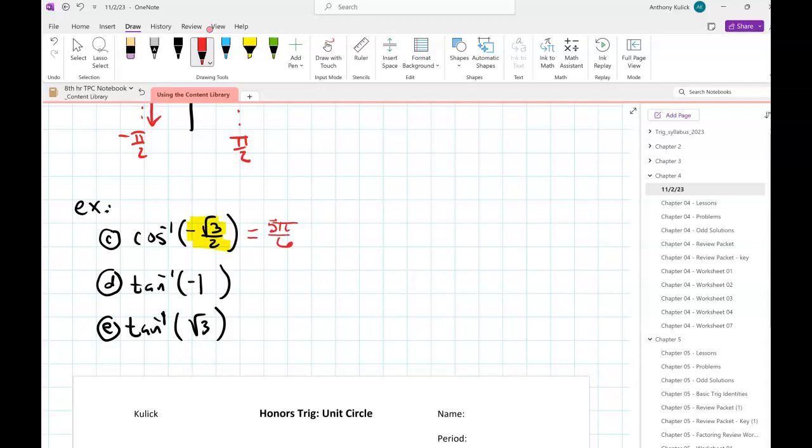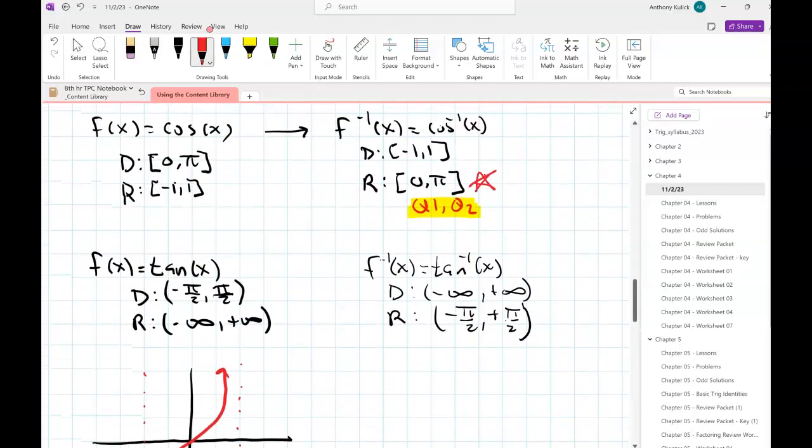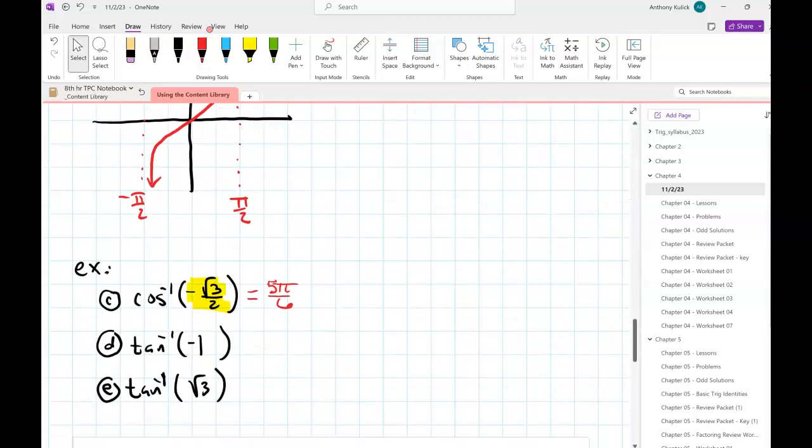Now we need to check to make sure that's in the range of cosine inverse. Make sure that's an acceptable output. Is 5 pi over 6 in between 0 and 1 pi? Yeah, for sure, right? 5 over 6 is definitely bigger than 0 and is definitely less than 1. So we're good. So that must be it. We're done. Everybody's good with that?